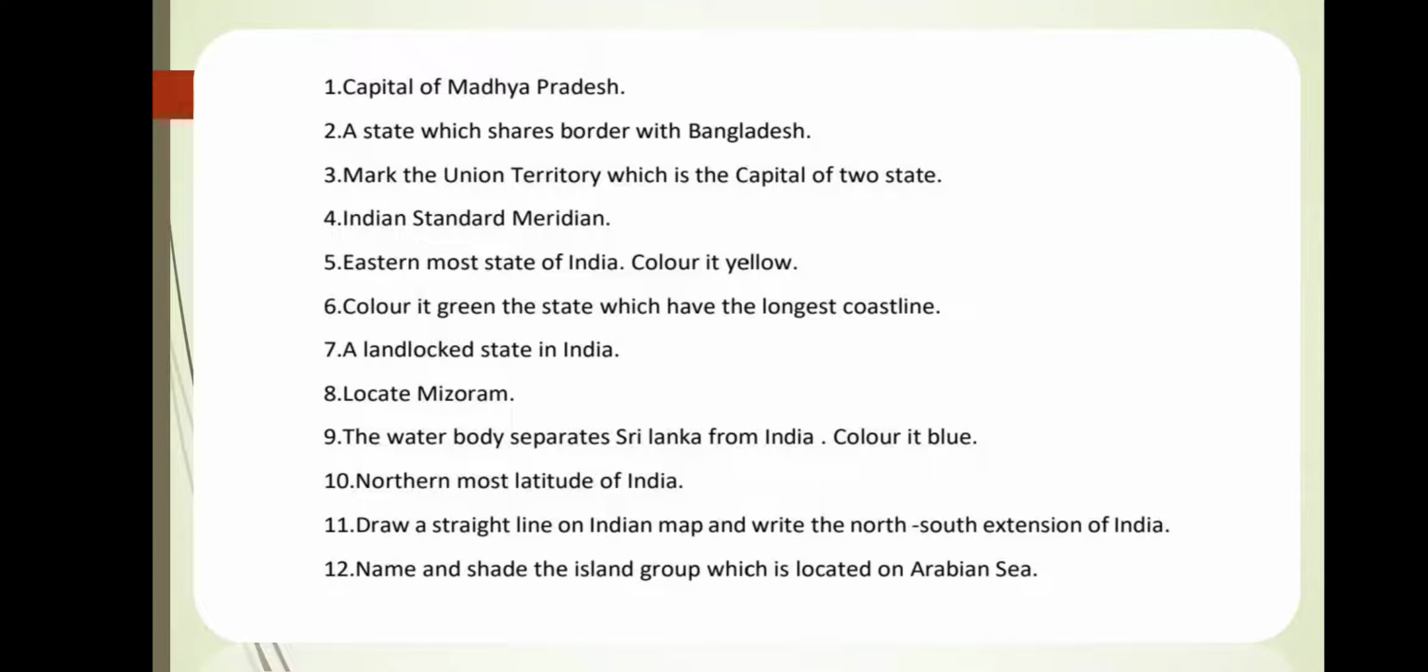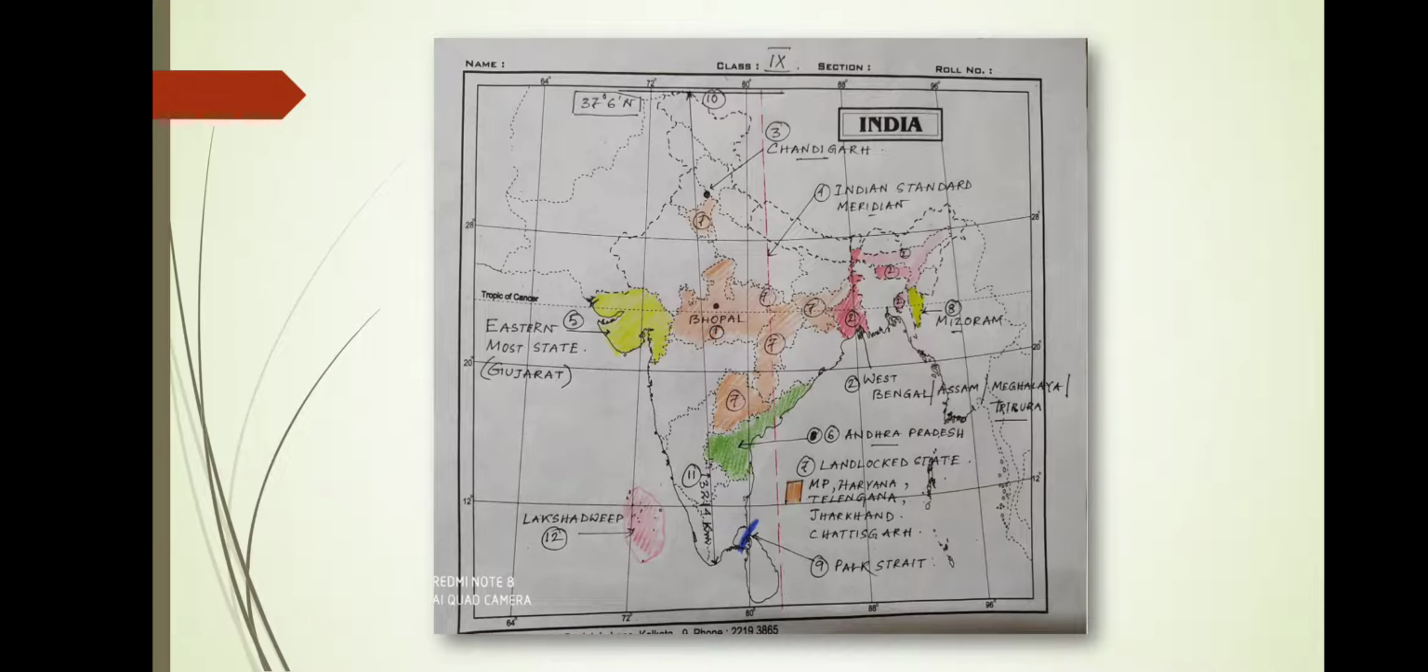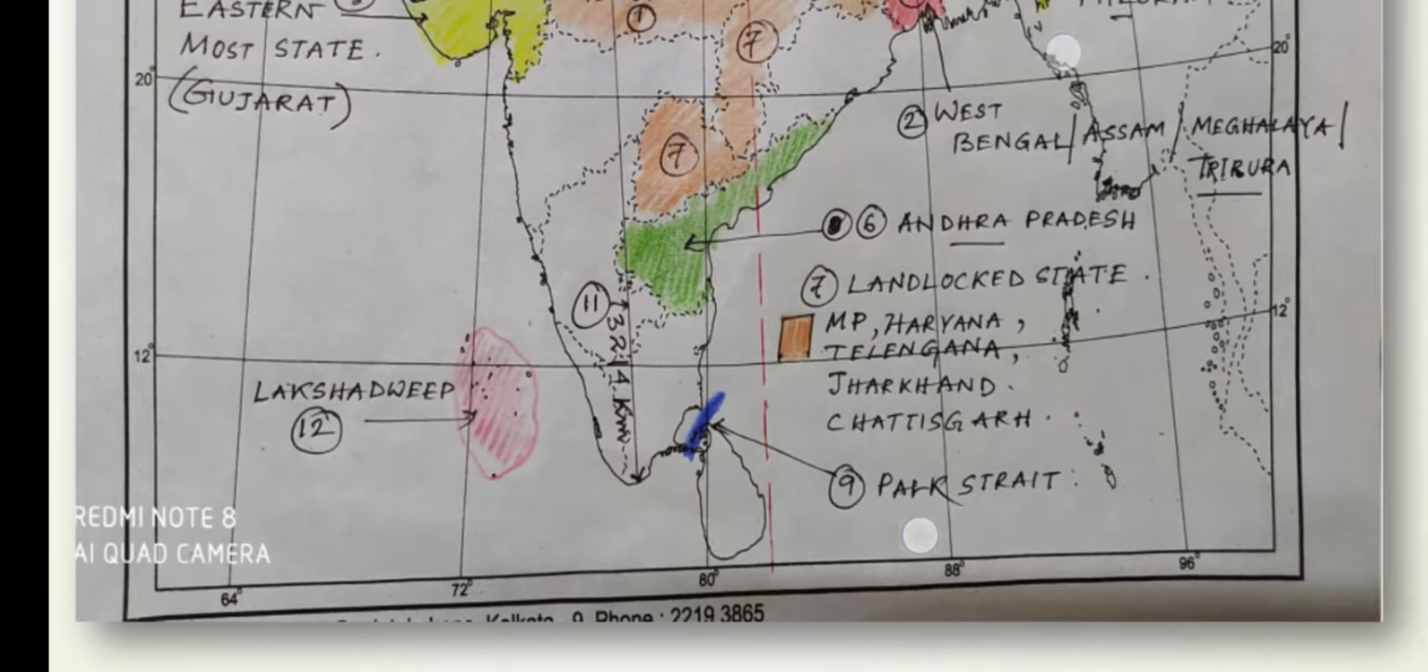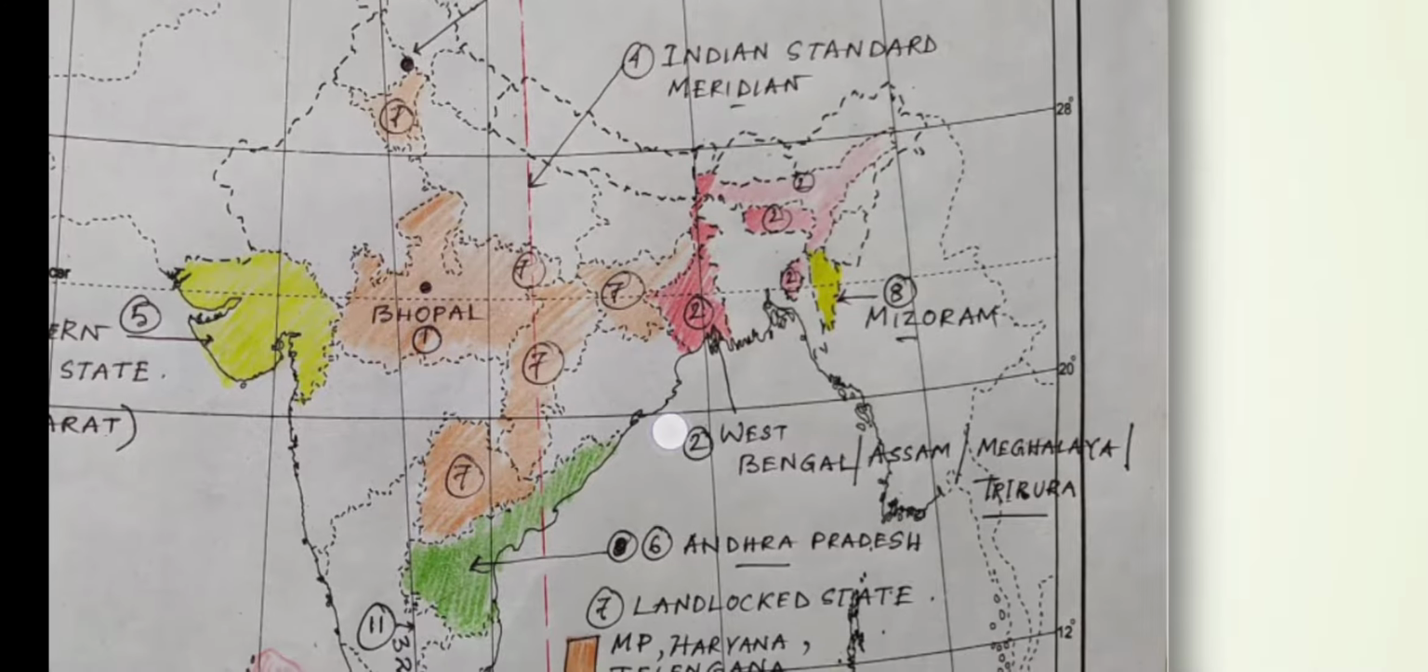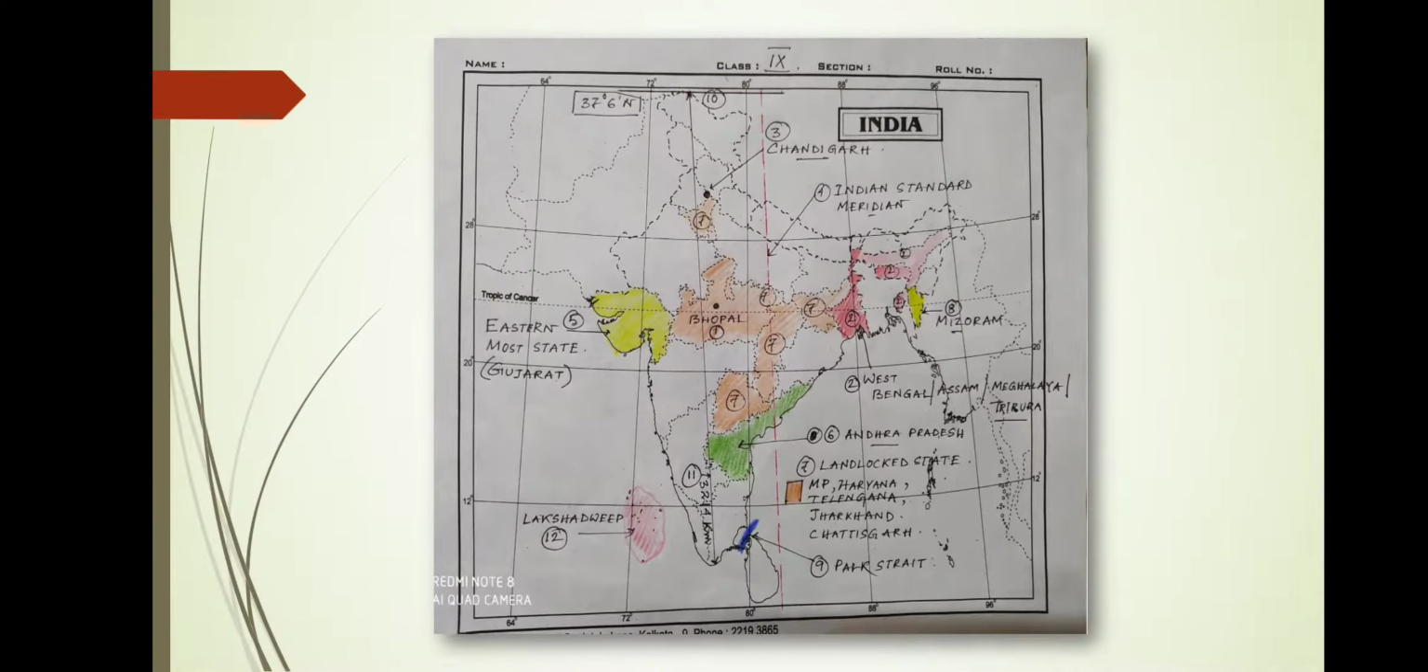Now for the second question, the states which share borders with Bangladesh. There are 4 states sharing a border with Bangladesh, and you have to point out any one. I have marked it as number 2. See, West Bengal, then Meghalaya, Assam and Tripura. These states share a border with Bangladesh. When you point out in your exam, you only point out one among these 4 states. So this is the answer of the second one.